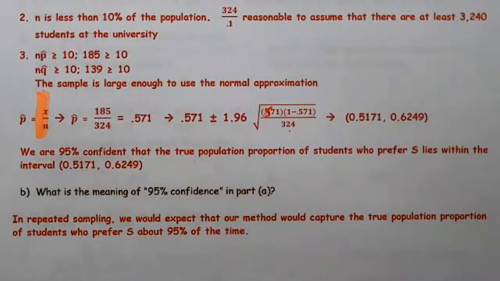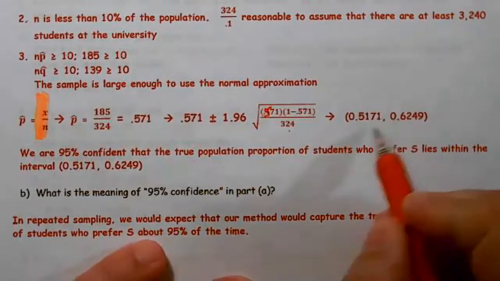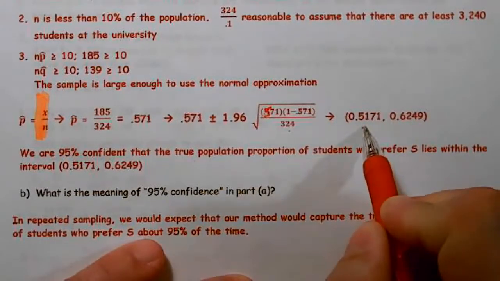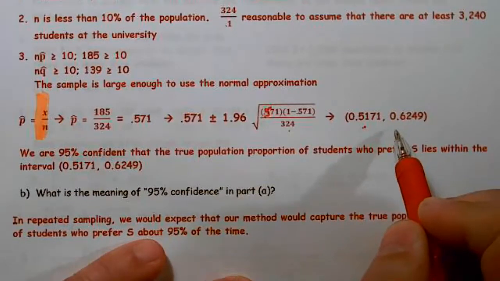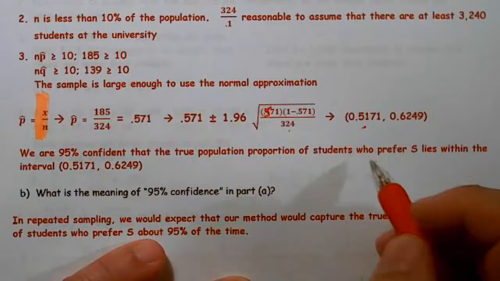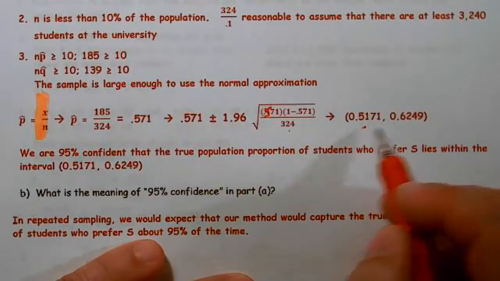One thing they didn't ask on part A, which I'm going to mention now, is whether there is sufficient evidence to say that people prefer Seinfeld over Friends. I'm going to sit there and say, well, 50% is not contained in the interval. Because 50% is not contained, there is evidence that they prefer Seinfeld.